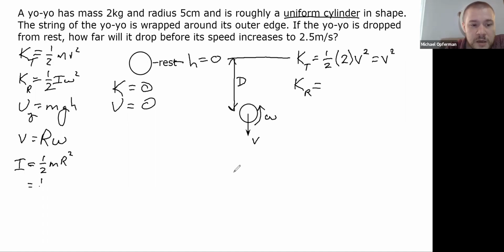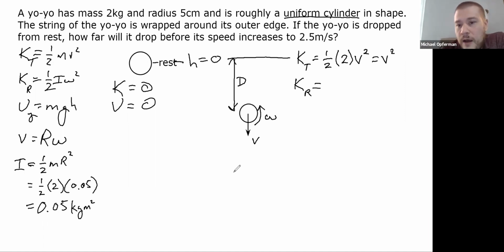So that's going to be 1/2 times the mass, which is 2, times the radius squared, 0.05 squared. So that's simply going to be 0.05 kilogram meter squared.